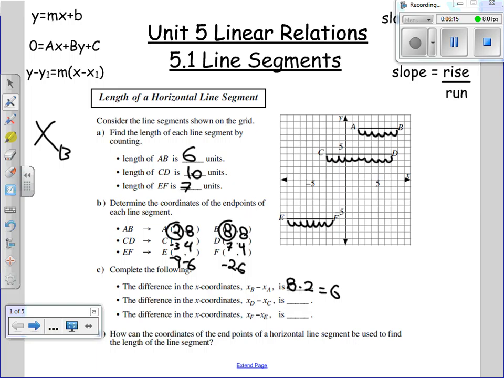So what's the difference in XD and XC? What is there? 10. So you would go positive 7 minus negative 3. Would that work out? What's 7 minus negative 3 actually equal to? 10? Because they cancel each other out. If you mess up your negatives, that's where those brackets are important, right? So it's 7 minus negative 3. And you do the same thing for XF and XE. So try that one. That's negatives all over the place.